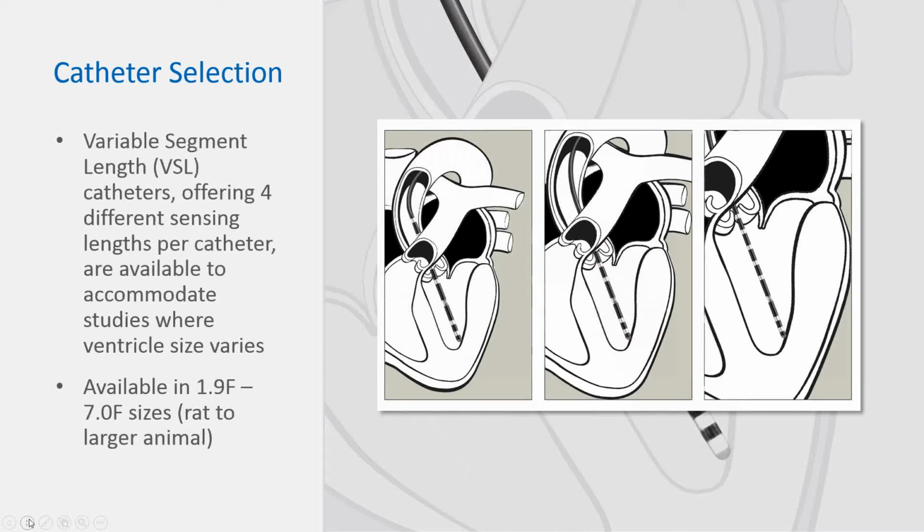The other option with catheter selection are VSL catheters, variable segment length catheters offering 4 different sensing length options per catheter, available to accommodate studies where ventricle sizes vary. Now this may be because you're not sure what size the ventricle is. It may change from animal to animal, or perhaps you are visiting the animal after a time frame where it may have aged and grown. These variable segment length catheters are available in sizes from 1.9 for rats up to 7 French size for larger animals.